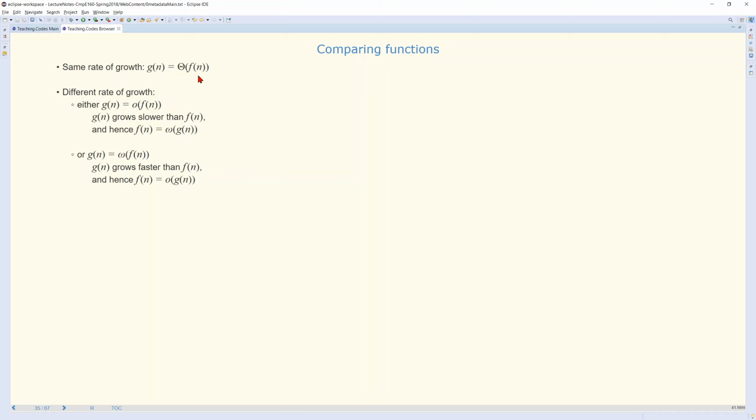So when we are comparing functions, if g of n is equal to theta of f of n, we say they have the same rate of growth. We have already discussed this. For different rates of growth, either g of n would be equal to little o of f of n, or g of n would be equal to little omega of f of n. This is already what we have discussed, so this is just a summary slide here.